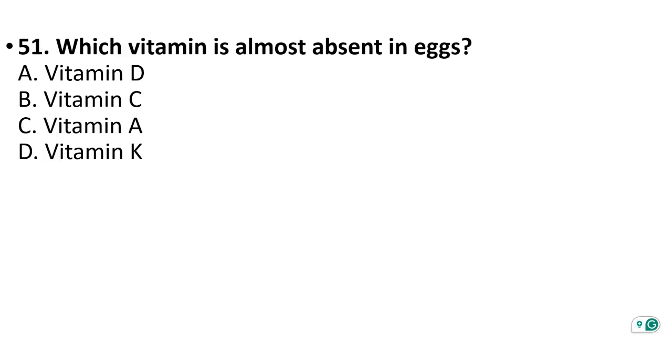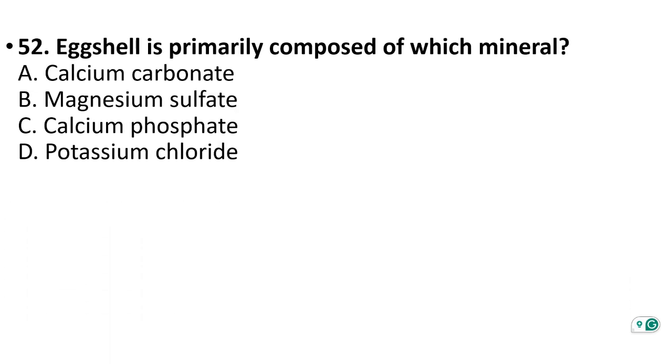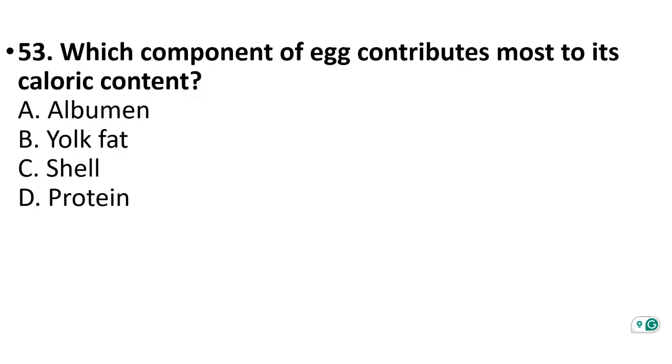51. Which vitamin is almost absent in eggs? D, C, A, K. Your answer is option B. Vitamin C. 52. Eggshell is primarily composed of which mineral? Calcium carbonate, calcium sulfate, calcium phosphate, potassium chloride. Your answer is option A. Calcium carbonate.